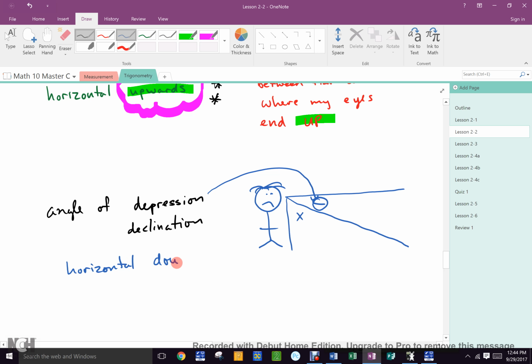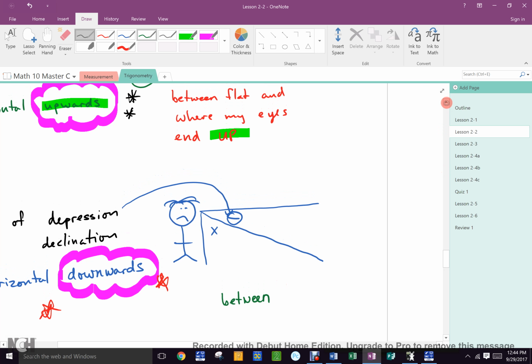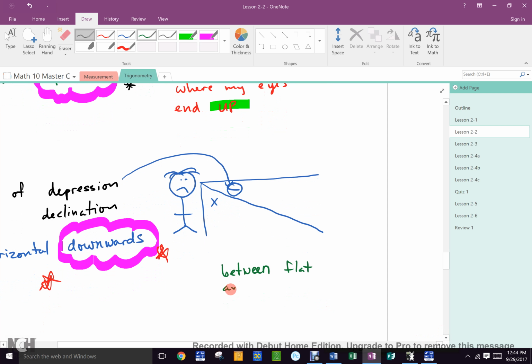Horizontal, downwards. And then I'm going to put my cloud around it, and my stars, and everything. And then over here, I'm going to write, it's the angle between, and I'm going to use the same words so it doesn't confuse you, between the flat and where my eyes end down. Does everybody understand that?